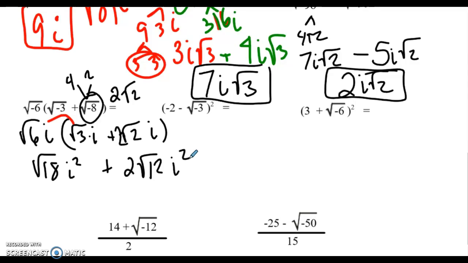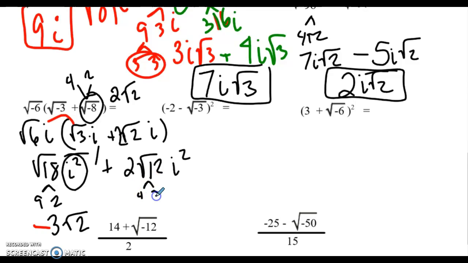Okay, so the square root of 18 is 3 root 2, and then times i squared. What is i squared? Negative 1. So negative 1 times 3 gives me negative 3. Then up here, square root of 12 is also known as 2 root 3. So this 2 that comes out, the square root of 4 is 2, times this 2. So plus 4 root 3, and then an i squared. Well, what is i squared? Negative 1.